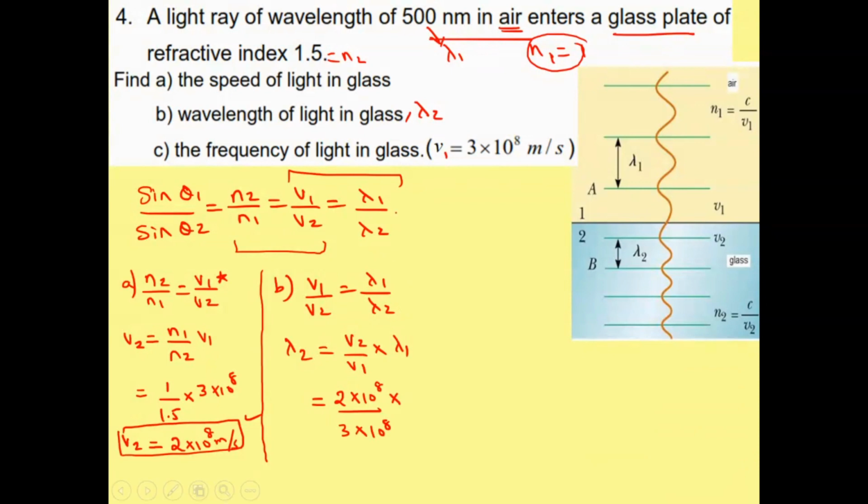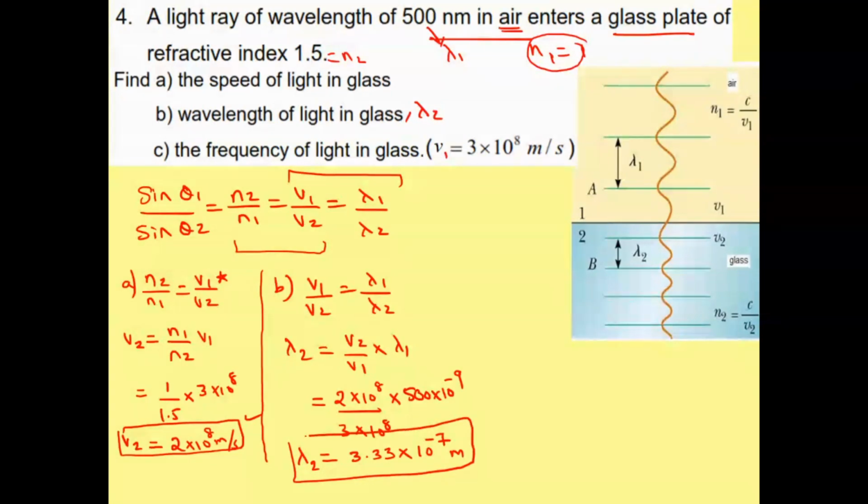What is the value of lambda 1? Here the lambda 1 is 500 nanometer. So 500 multiply 10 power minus 9, because nano stands for minus 9. Clear? So now I'm going to multiply the numerator and divide with 3 multiplied by 10 power 8 for getting the answer for the wavelength of the light in the glass medium. 2 multiply 10 power 8 multiply with 500 multiply 10 power minus 9 over 3 multiply 10 power 8. So the answer here is 3.33 multiply 10 power minus 7, and the lambda unit is meter. So this is the answer for the second question.